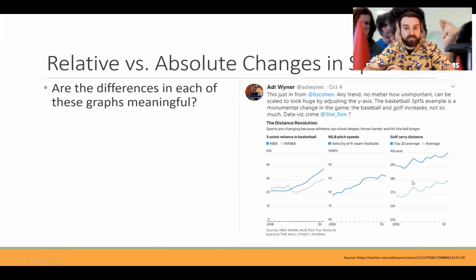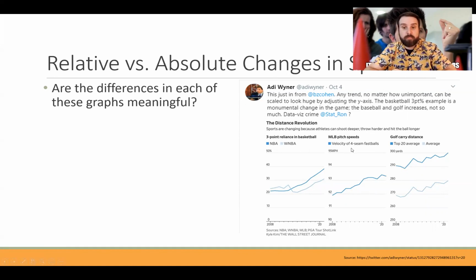Here are three graphs that look roughly the same. If you're just looking at them, you see similar upward trends in all three. But let's take a look at this one in basketball. In the NBA, the percentage of shots that are taken from three-point range increased in the last decade or so from about 22% to nearly 40%. That's a pretty big difference in the percentage of shots taken from three-point range.